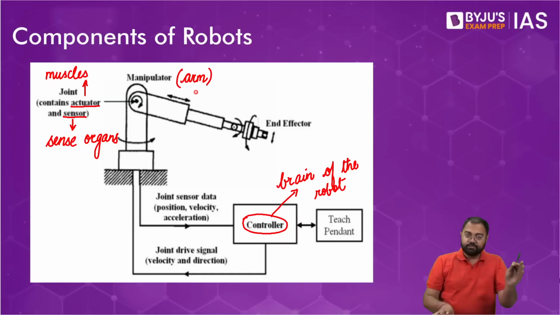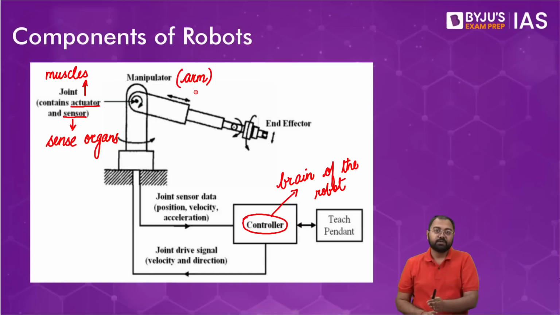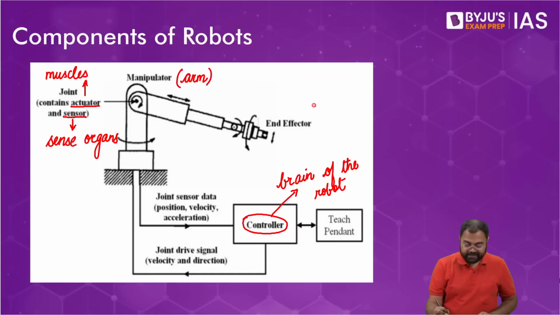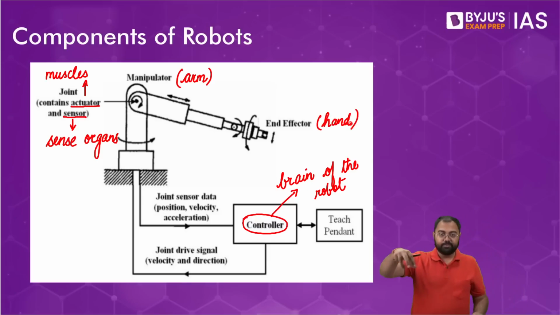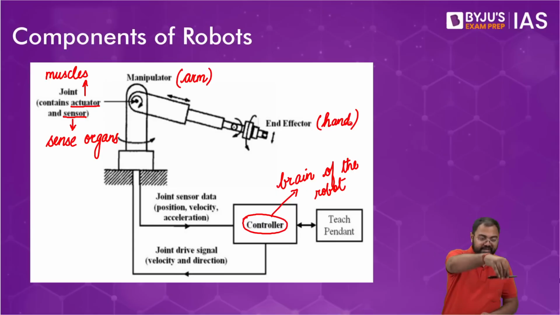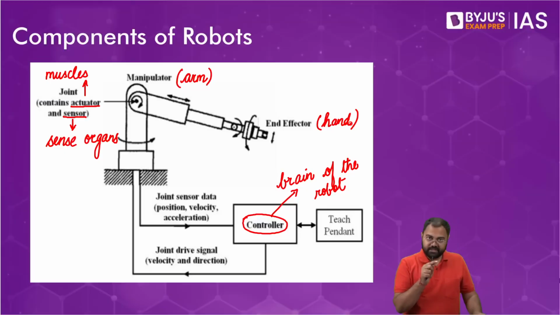A very similar role will be played by the manipulator of a robot. And then lastly we have the end effector, which is like our hands. The final job will be performed by the end effector. When you have to pick something from one place and place it somewhere else, all these kinds of activities are basically done by the end effector.